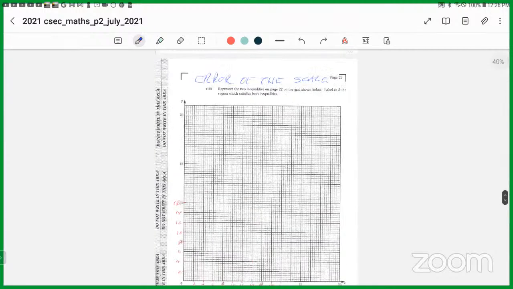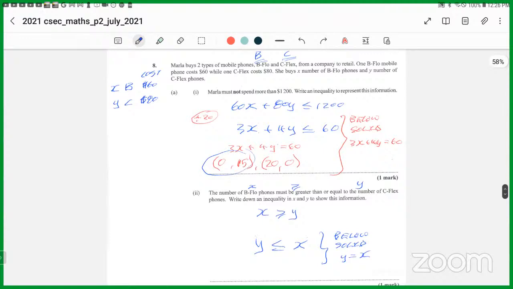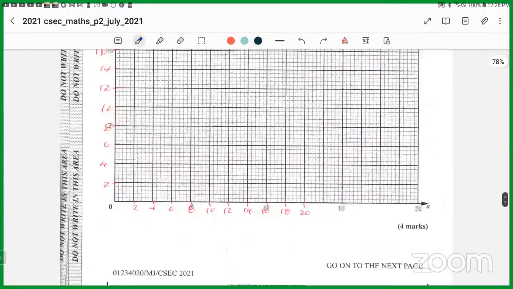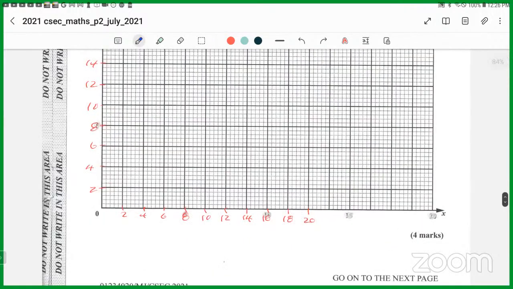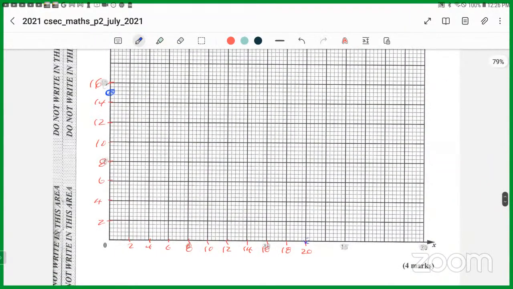All right. Then I'm going to do this one first. 0, 15, 20, 0 for the first one. Let's do that in blue. 0, 15. 15 is going to be right inside here, halfway between the 14 and the 16. Then 20 is going to be right here. Use the ruler and draw a straight line down there.